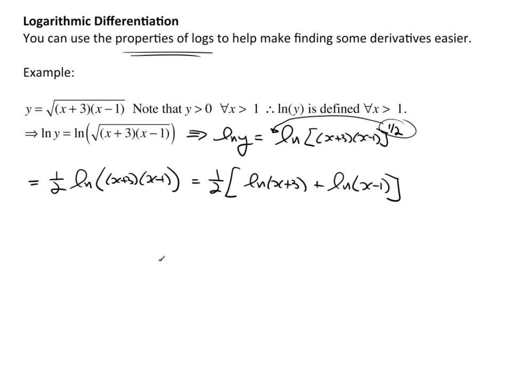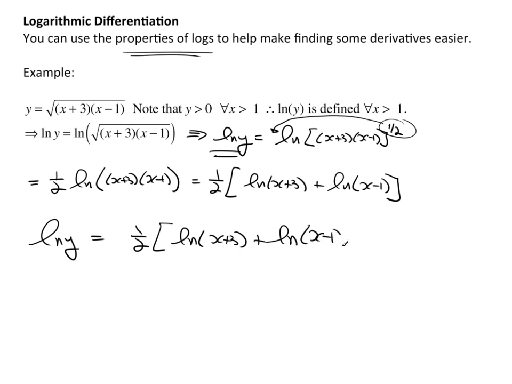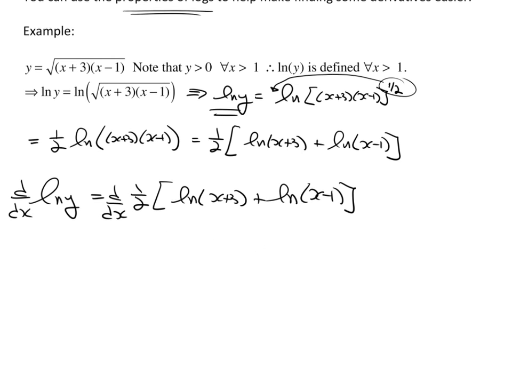Okay, well, that's kind of cool because it broke this thing up. So I'm going to rewrite it one more time. I'm going to just bring back my ln y. So I know that ln y is going to be equal to 1/2 times ln of x plus 3 plus ln of x minus 1. Now, if I take the derivative d/dx of both sides, I'm going to be using implicit differentiation here on the left because y is this implicit function of x.